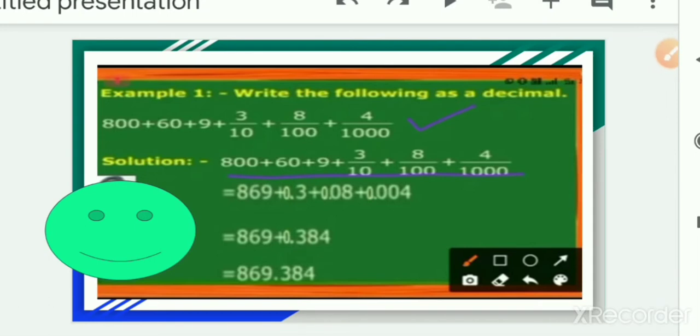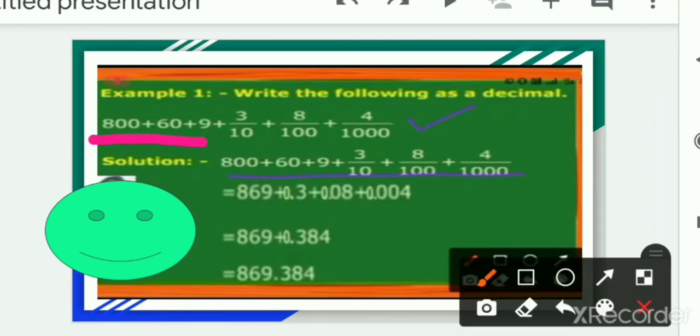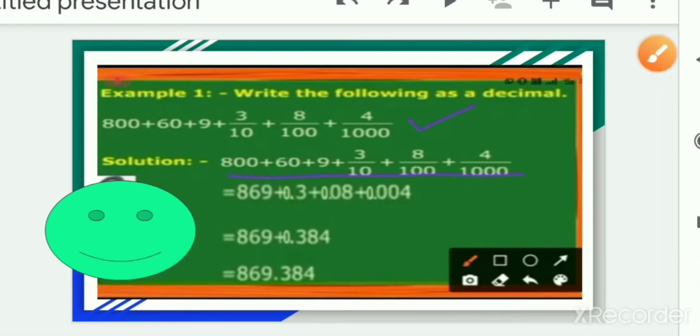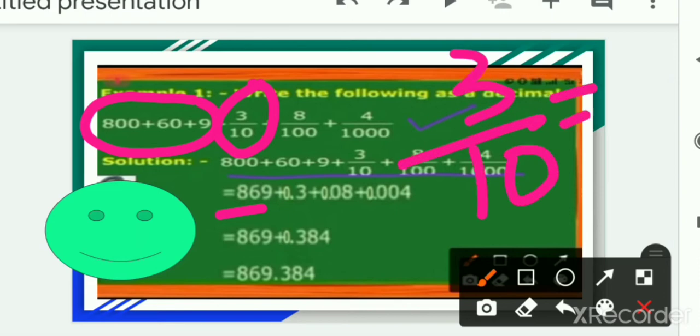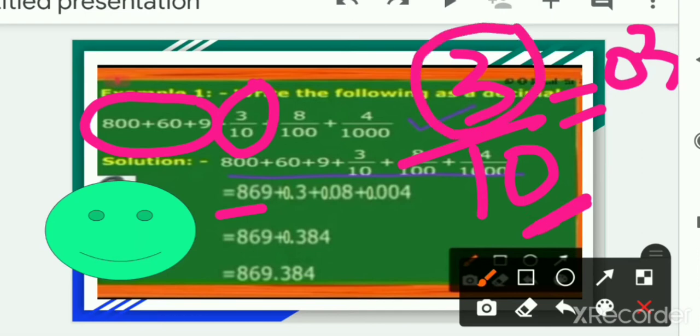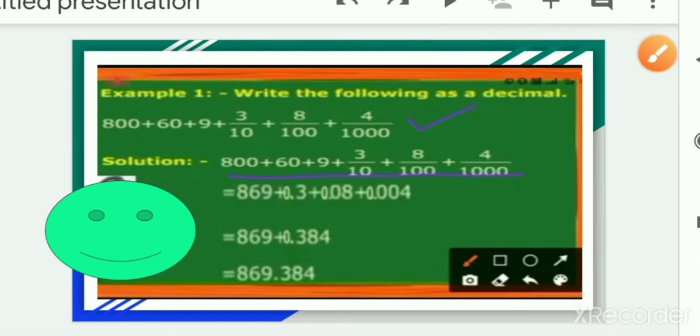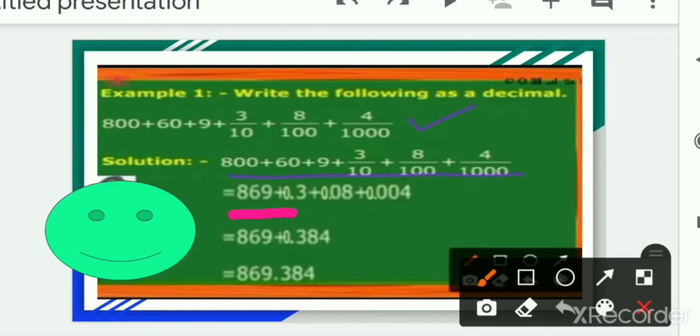Write the following as decimals. We have 800 plus 60 plus 9 plus 3 upon 10 plus 8 upon 100 plus 4 upon 1000. First of all, we will add the simple numbers. 800 plus 60 plus 9 will become 869. Then we will solve 3 by 10. Because it has only one zero, there is only one place in front of 3, so we make 0 point, and it will become 0.3. So it is 869 plus 0.3.